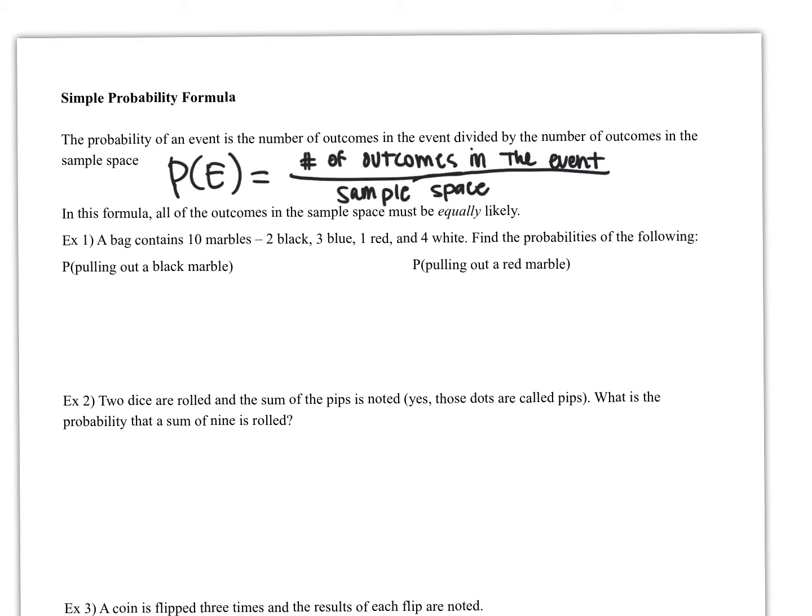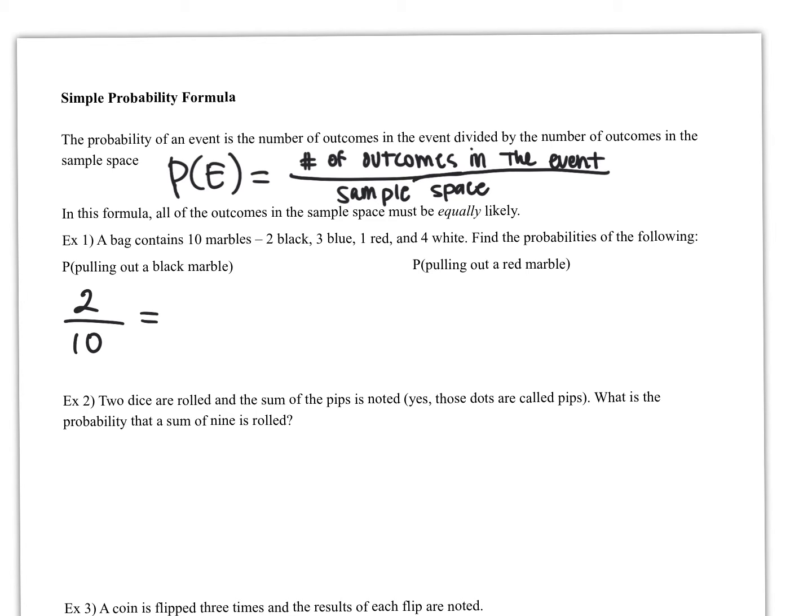So let's take a look at an example. We have that a bag contains 10 marbles. There's 2 black, 3 blue, 1 red, and 4 white. We want to find the following probability. So the first is the probability of pulling out a black marble. If we look, there are 2 black marbles out of my entire sample space, which is 10 marbles. And so our probability is 2 out of 10.